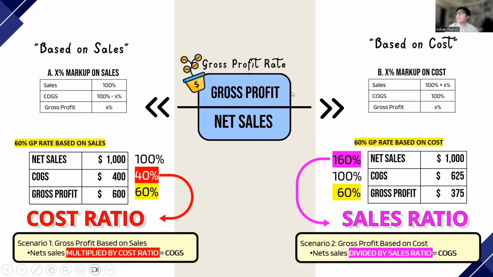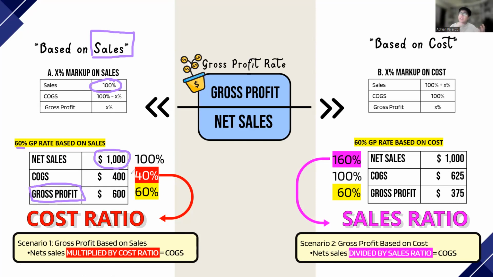Again, so to repeat, there are two kinds. You have a gross profit based on sales. When we say gross profit based on sales, yung percentage markup is on the sales. So, ang 100% natin is yung sales portion. So, ito yung 100%. 60% means that yung 60% will be your gross profit. And therefore, ang gagawin natin is, pag based on sales, we first get our cost ratio. And that's basically, kung 60% yung gross profit mo, 40% yung COGS mo.